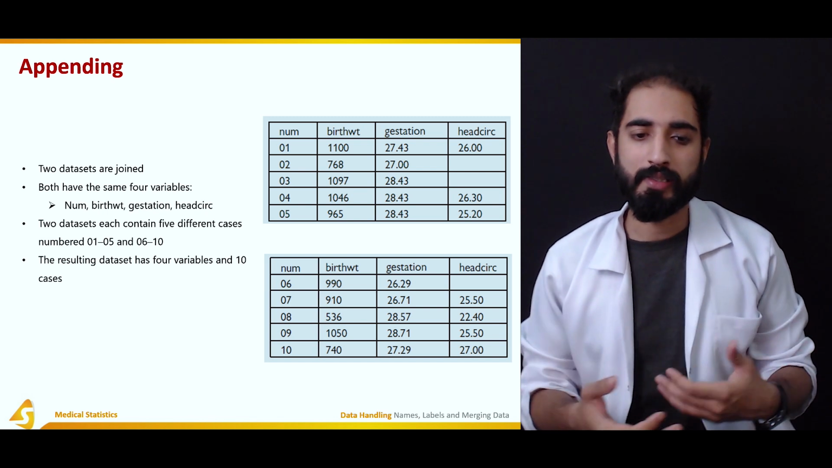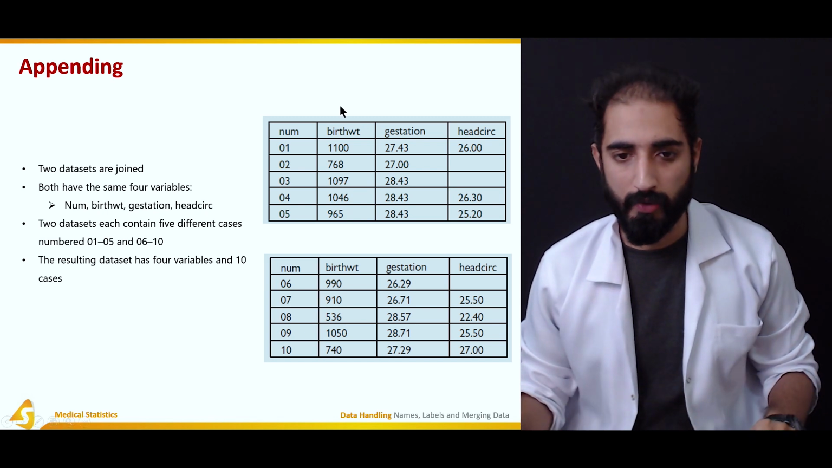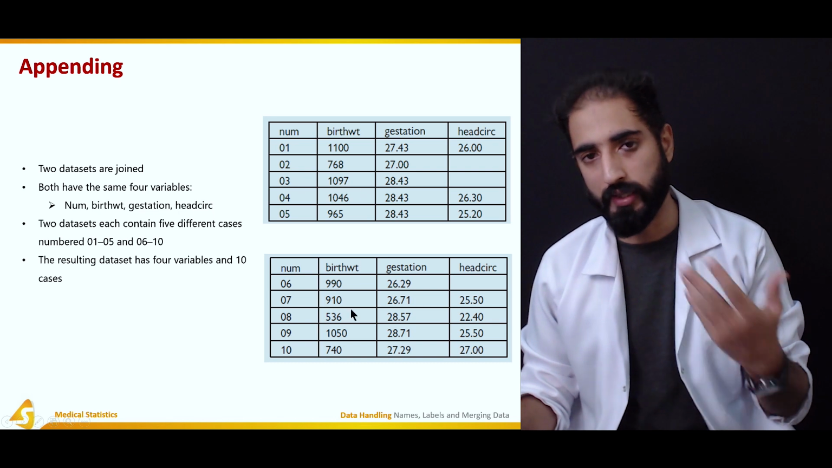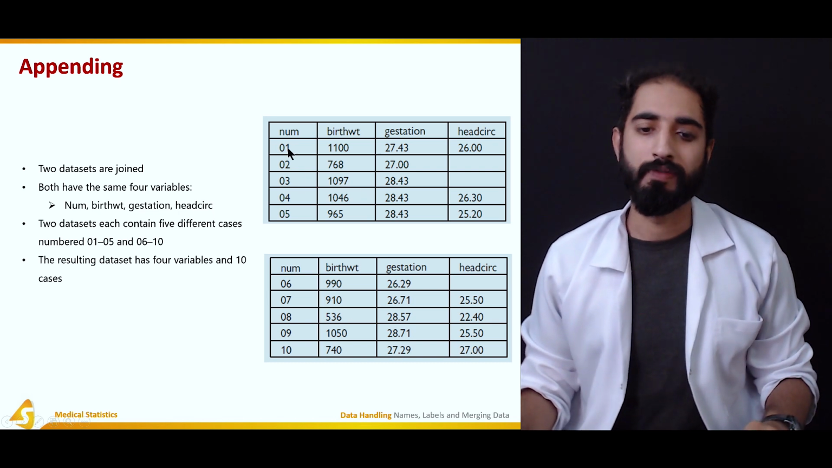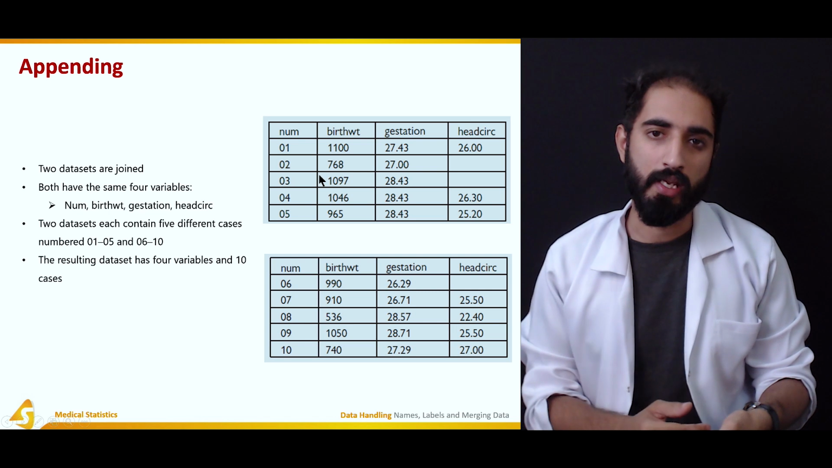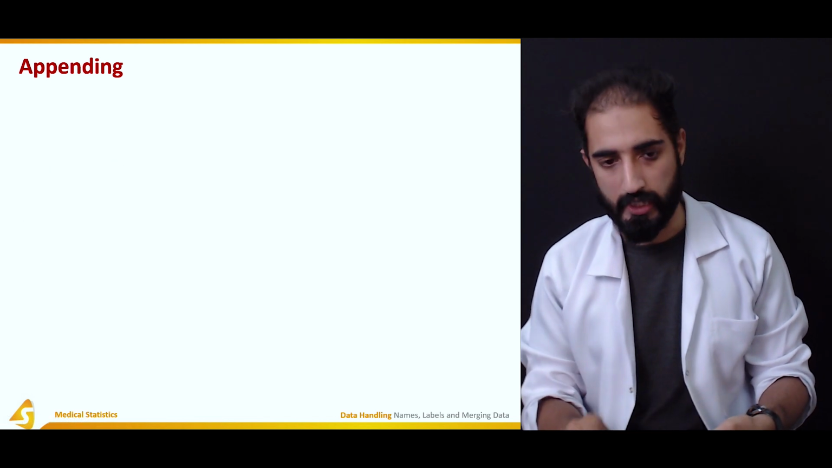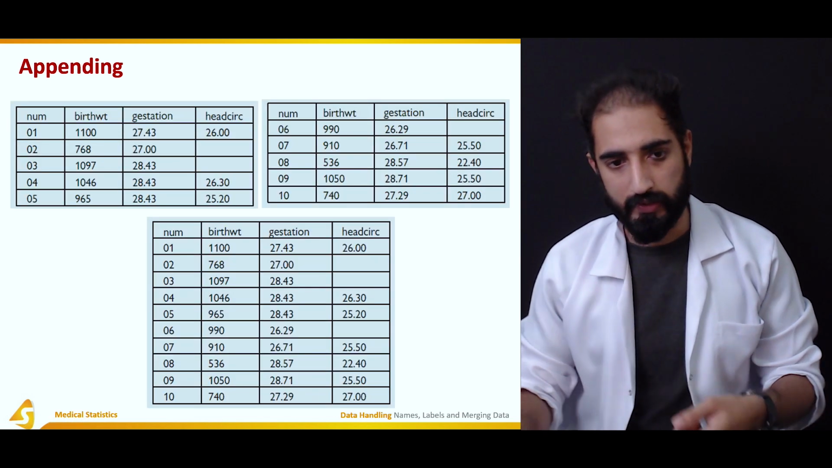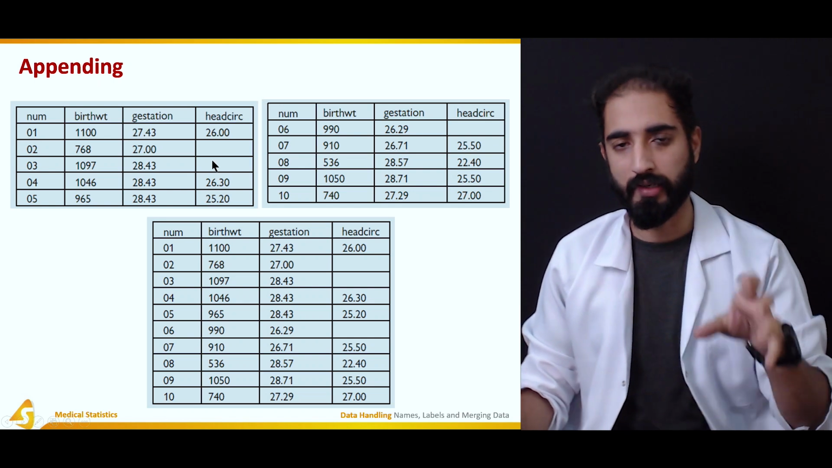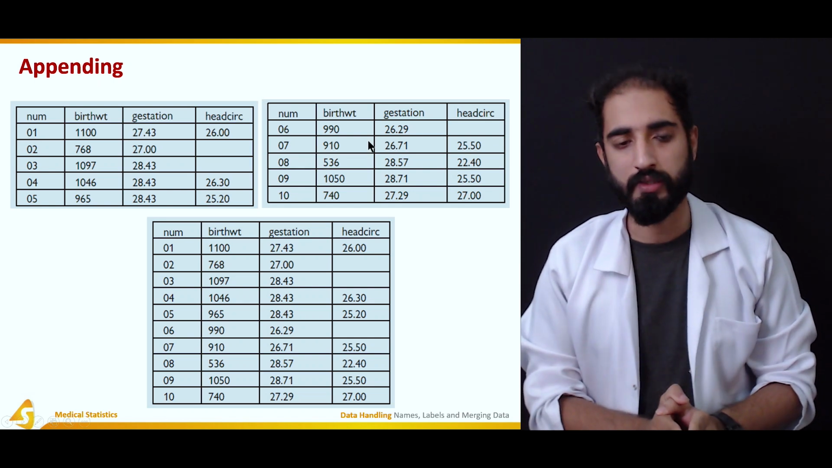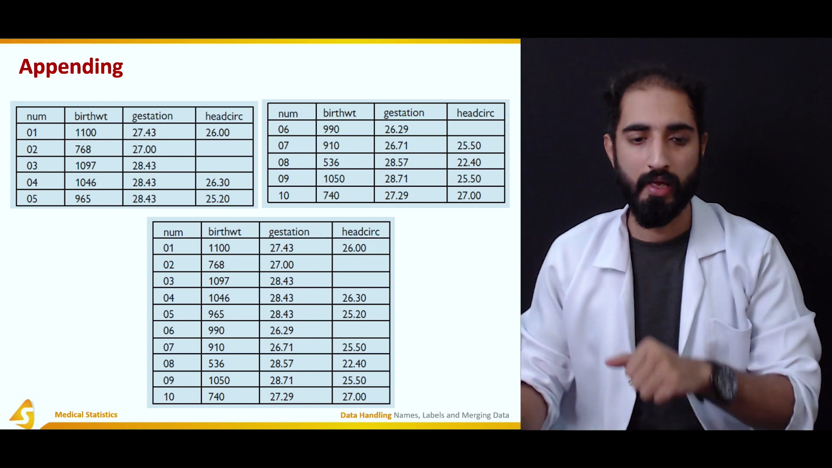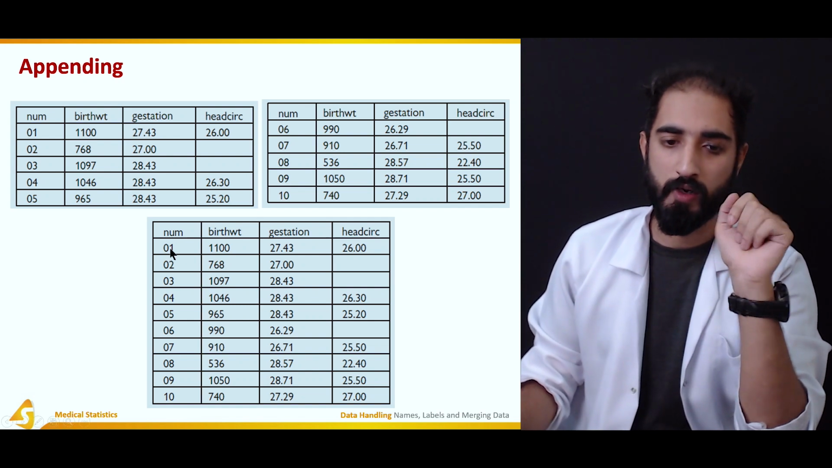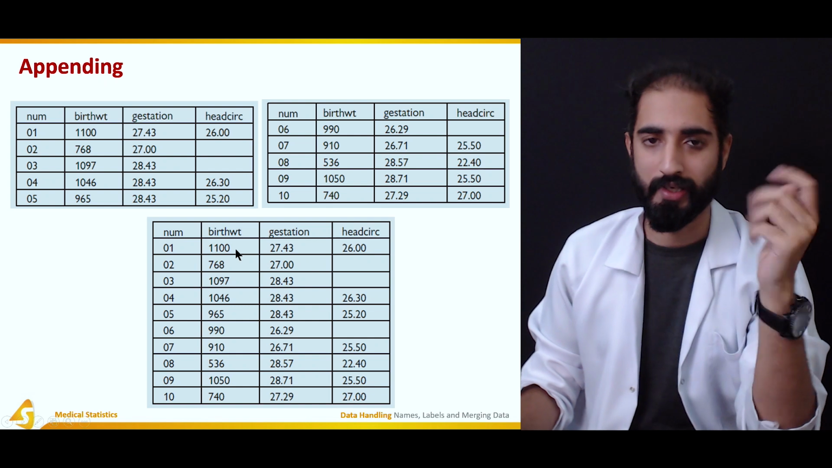So the resulting data set has 4 variables just as each of the data sets, but it would have the combined cases, a total of 10 cases, as we can see in this example here. This is one data set, this is the other data set. We joined these 2 data sets via a process known as appending, and now we have participants 1 to 10 and their birth weight, gestation, and head circumference.